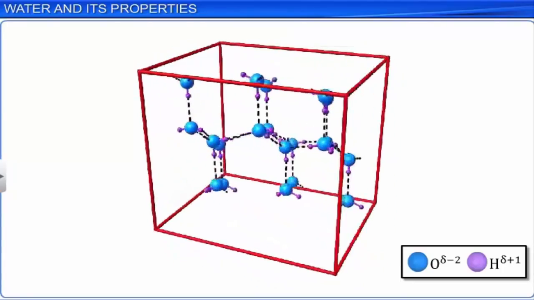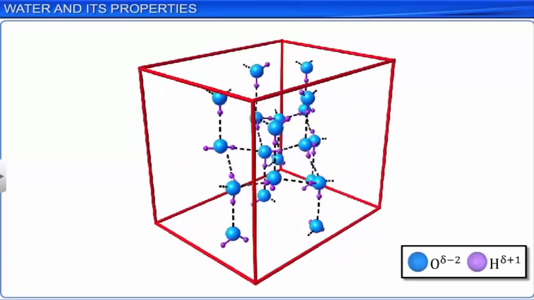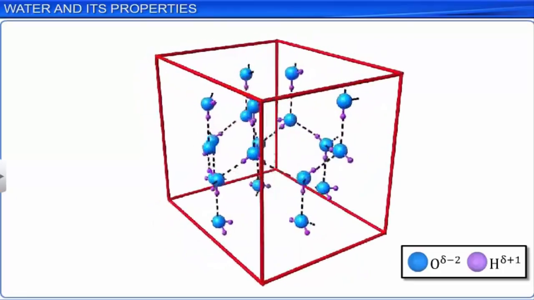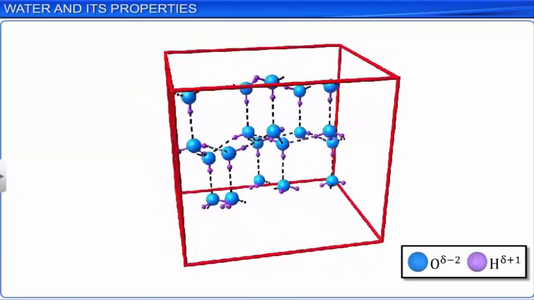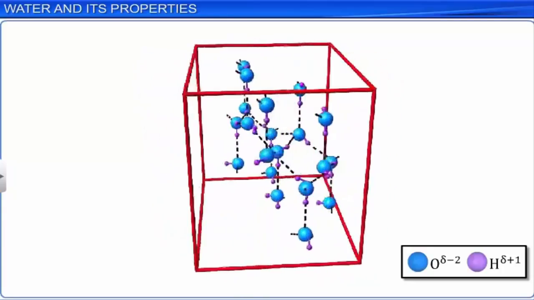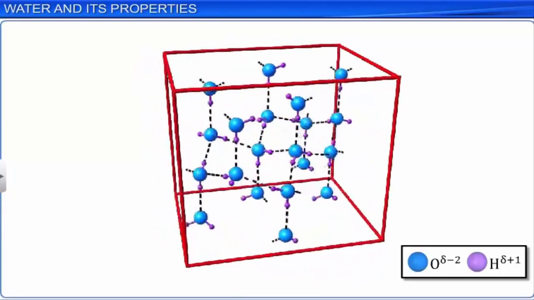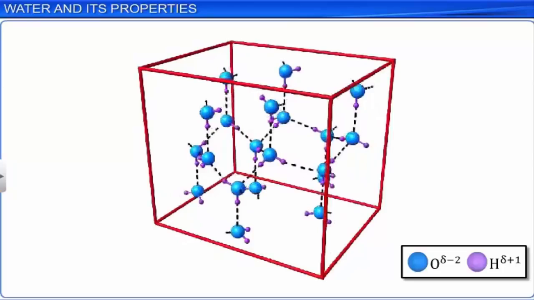Hydrogen bonding gives ice a rather open crystal lattice structure with wide spaces between the molecules. These vacant spaces can hold some other molecules of appropriate size interstitially.